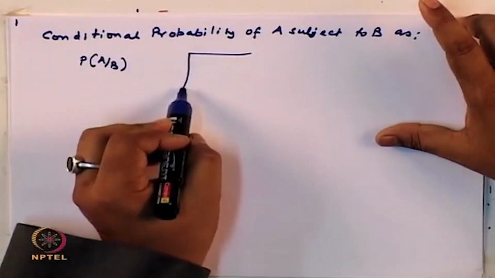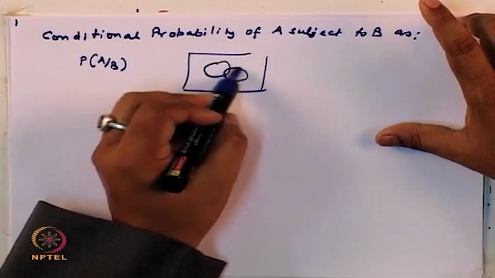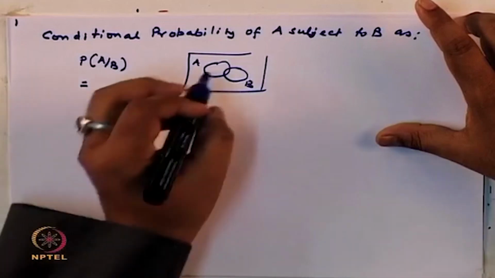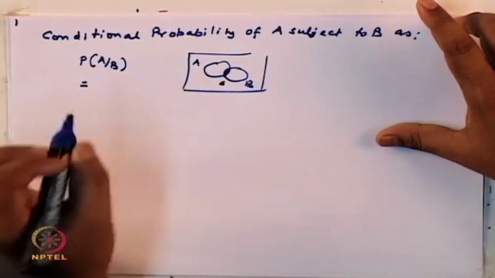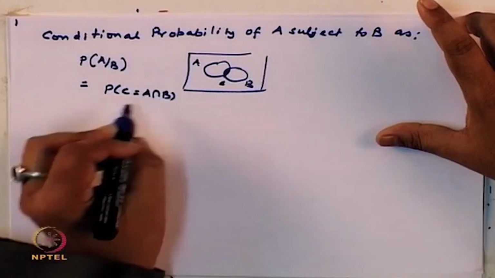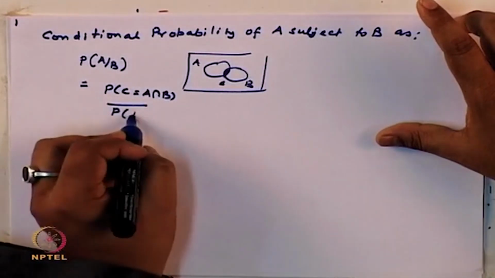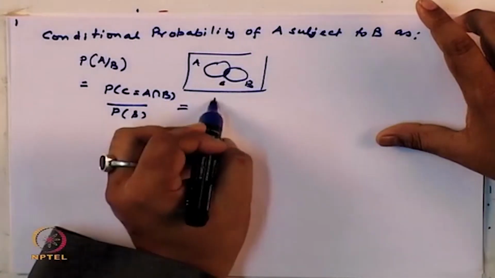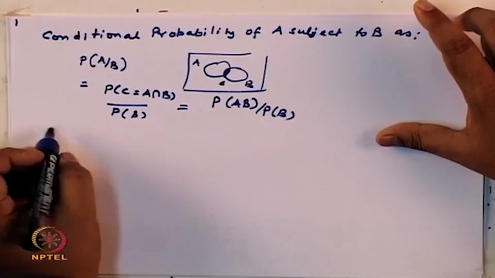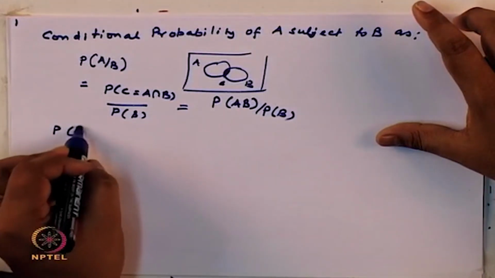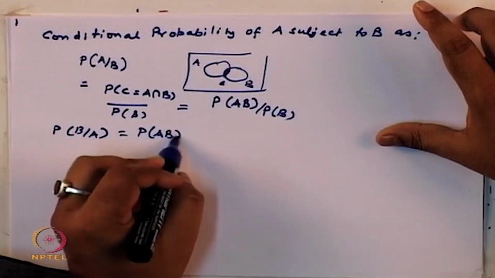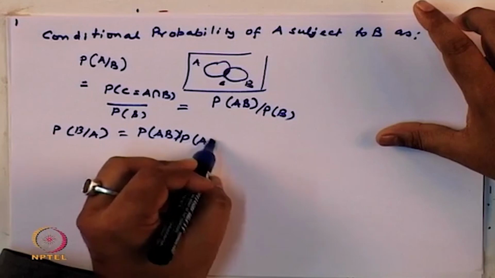What we had found is that if you have two events A and B like this, P of A given B is basically the shaded zone, that is, the probability of C, which is equal to the probability of A intersection B divided by the probability of B. So, this is probability of A B by probability of B. Similarly, you can have probability of B given A as probability of A B by probability of A.